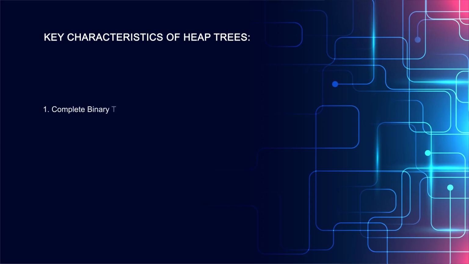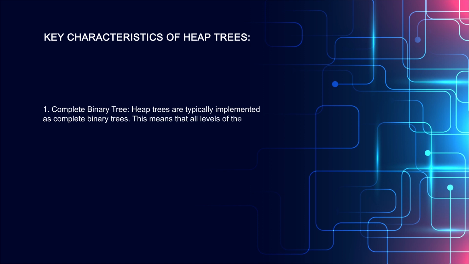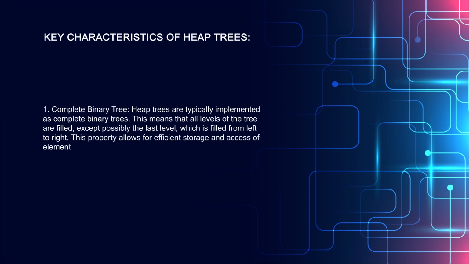Now, we will discuss the key characteristics of heap trees. The first characteristic or property is complete binary tree. Heap trees are typically implemented as complete binary trees. This means that all levels of the tree are filled except possibly the last level, which is filled from left to right. This property allows for efficient storage and access of elements using an array.